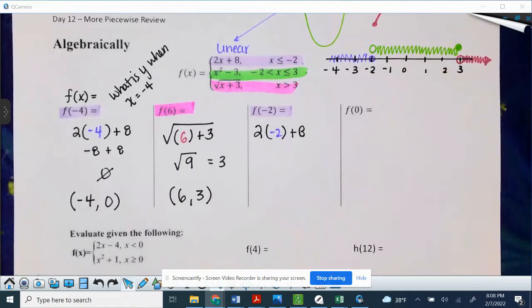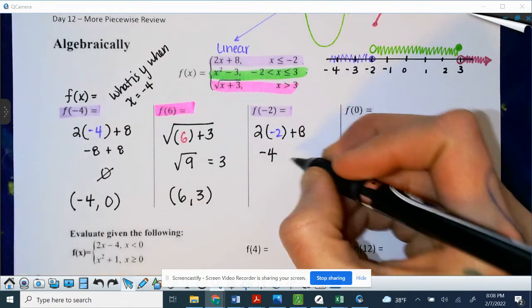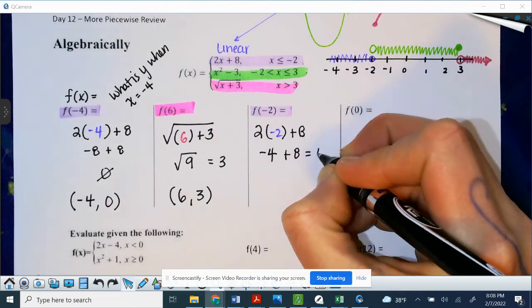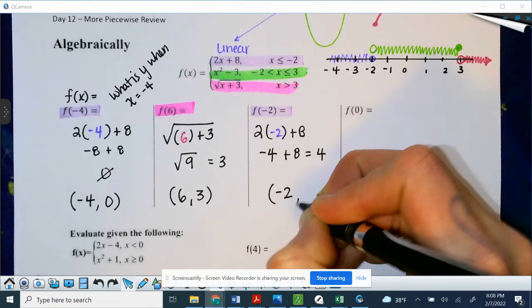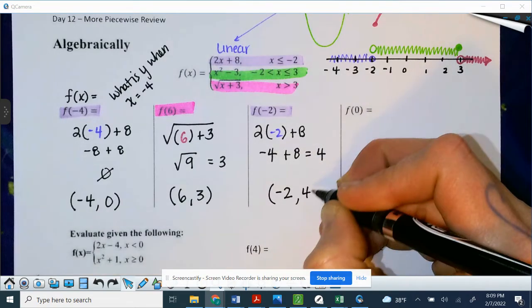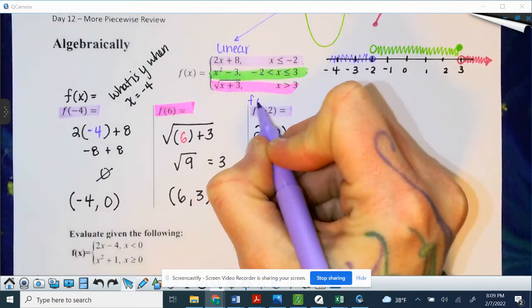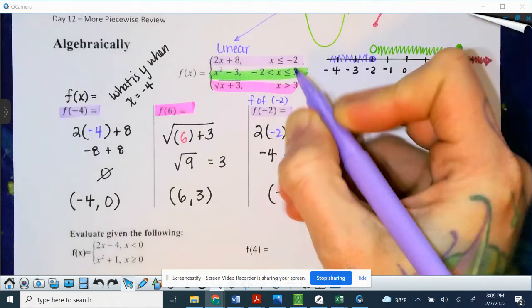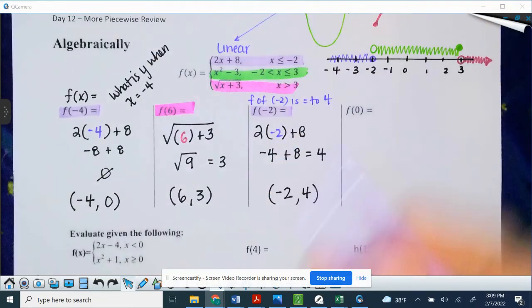plus 8, which is going to be -4, because positive times a negative gives me a negative, plus 8, it's going to give me a +4. So as a coordinate, when x is -2, then y is going to be 4. So f of -2 is going to equal 4 if you're reading it the way it's written here. So f of -2 is equal to 4 would be the sentence form of that answer.